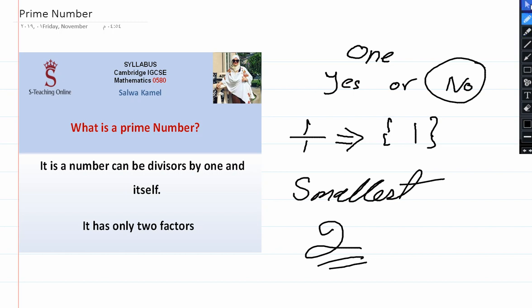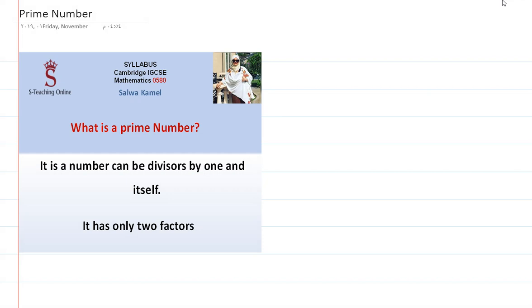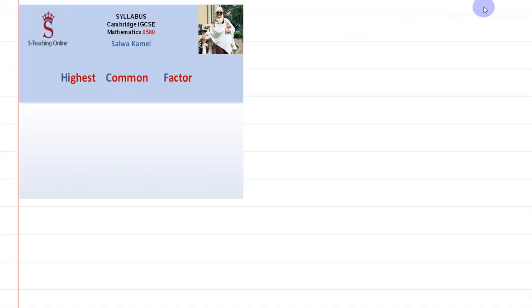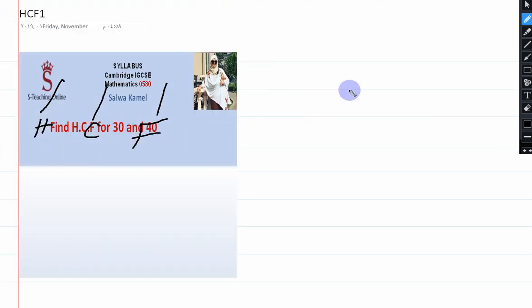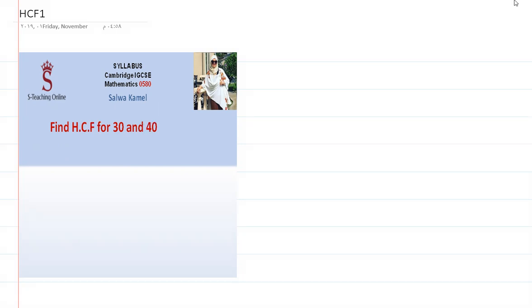Let's go now to how to find the highest common factor, after we know what prime numbers are. What is the highest common factor? This abbreviation comes in the exam. You have to know the highest common factor. Let's go for an example. Here I give it to you: find the highest common factor for the numbers 30 and 40.